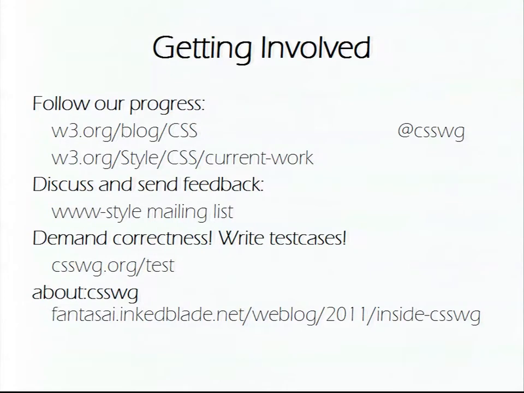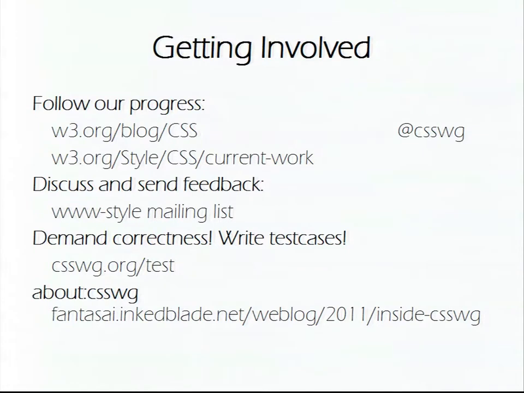We also have our current work page, which lists all of the specs we're working on. It breaks them down by where they are in the process. This one's in the brainstorming phase. This one's almost done. We're on Twitter, and the official way to send feedback on CSS specs is the www-style mailing list, which is where all of the technical discussion happens. It's a really high traffic mailing list, but it's also really high signal to noise. It's a bit hard to follow, but that's where the work gets done.